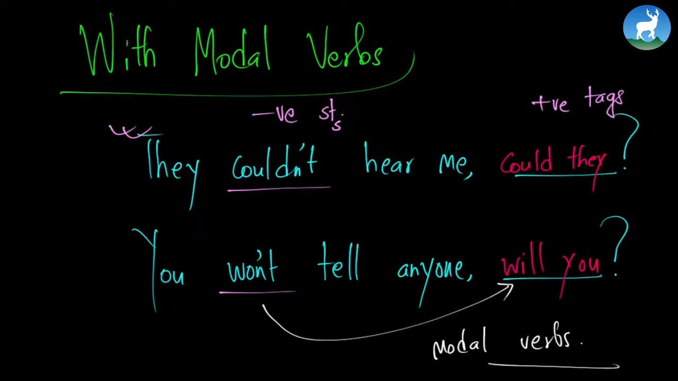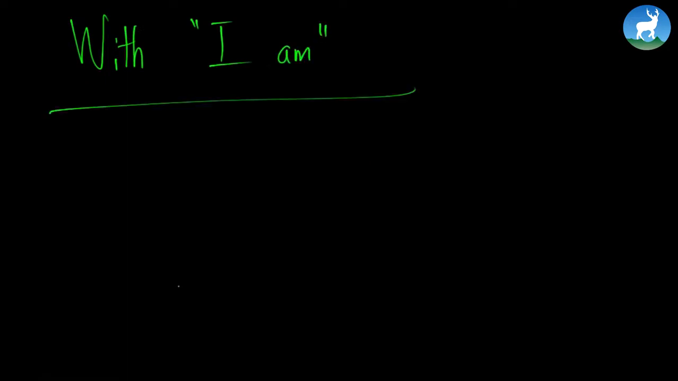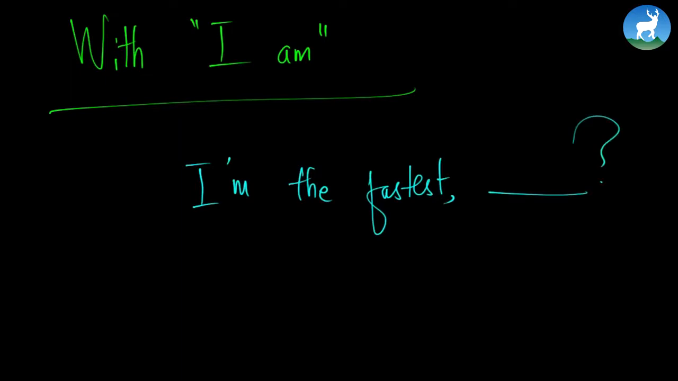Now let's talk about I am. What does that mean? Be careful with question tags with sentences that start with I am, because something is tricky here. I'm the fastest. So what is the question tag? Is it amn't I? No, the question tag is aren't I. But wait, there's another form too, and that is am I not.